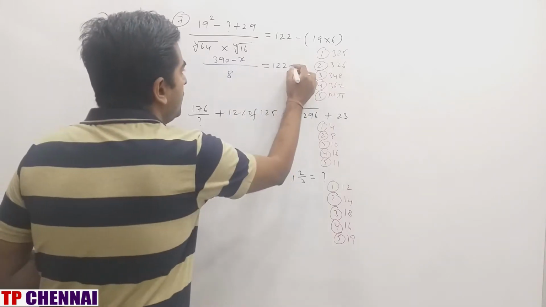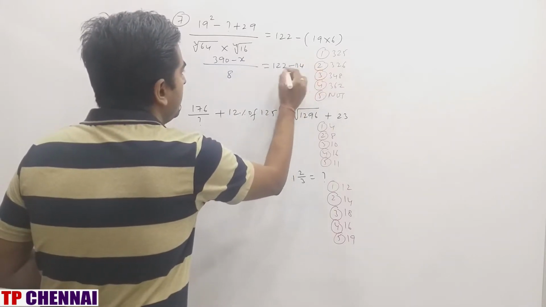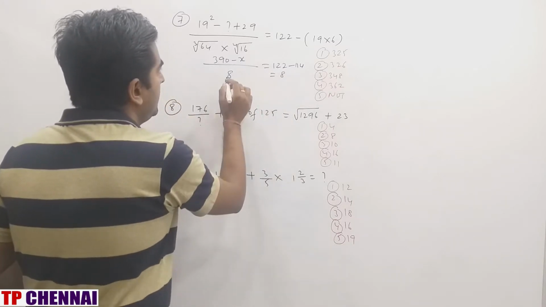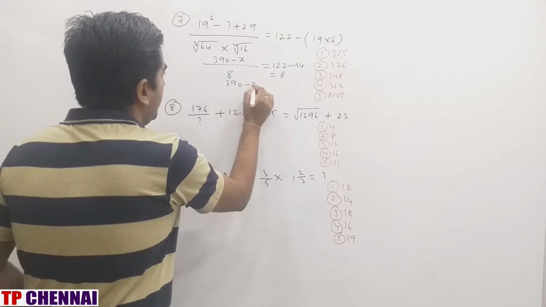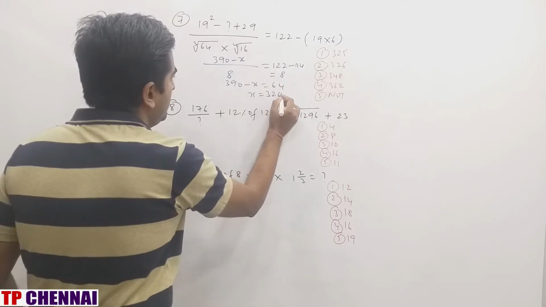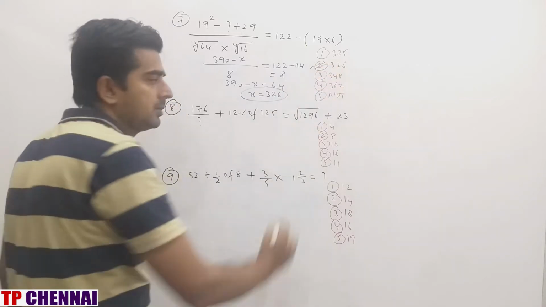122 minus 114 is nothing but how much? This is 8, right? 8 into 8 is 64. So 390 minus x is equal to 64. x is equal to how much? 326, which is nothing but second option.